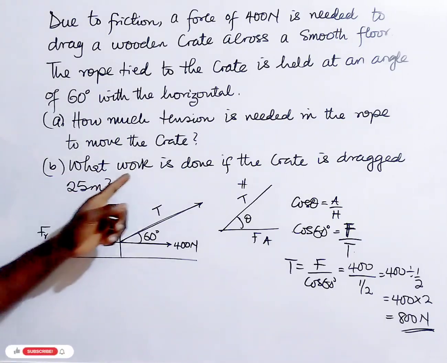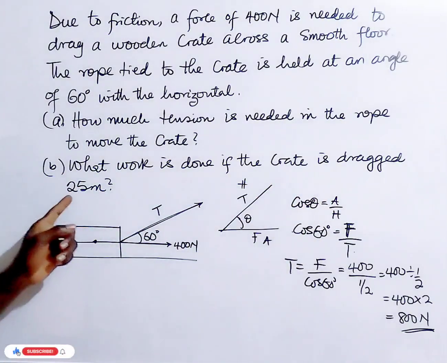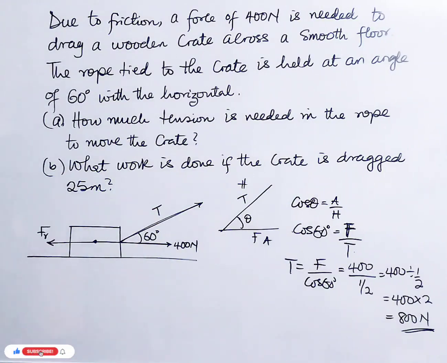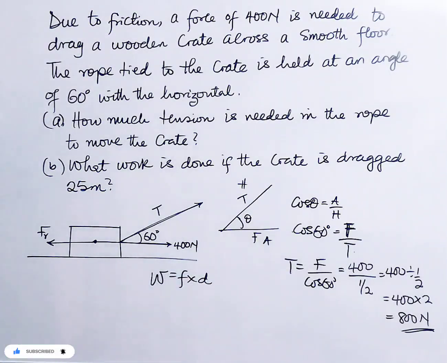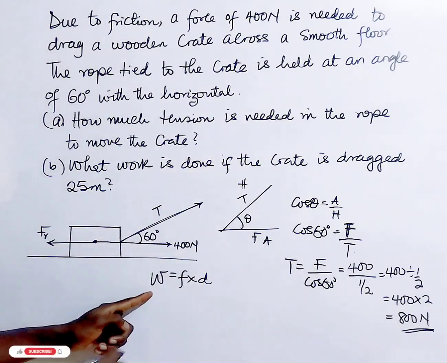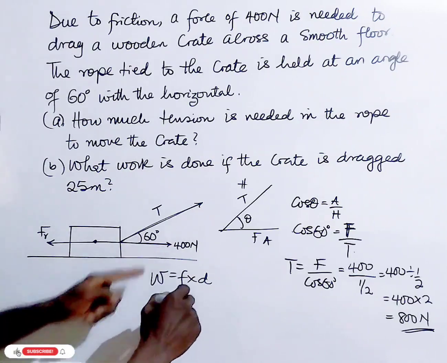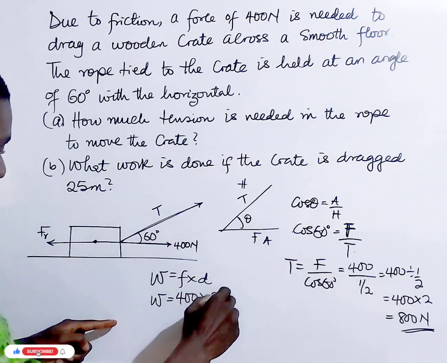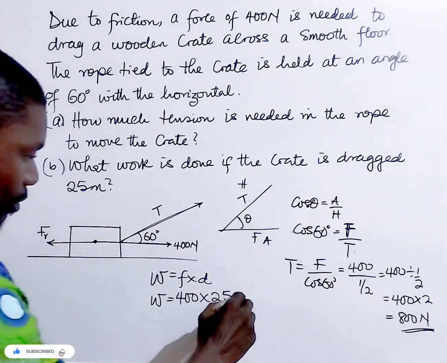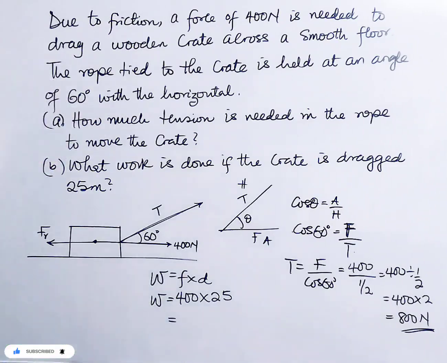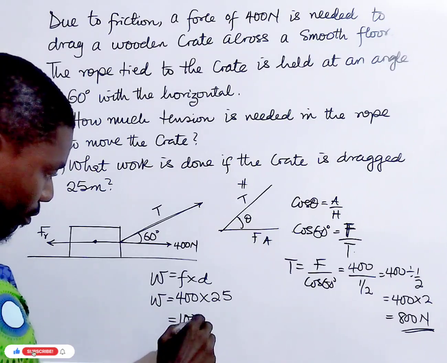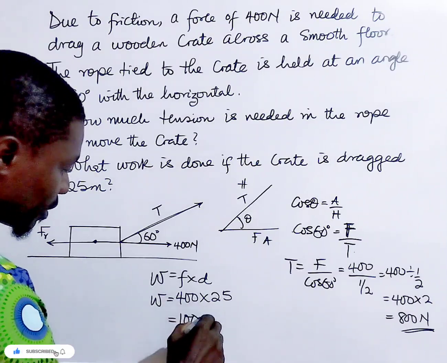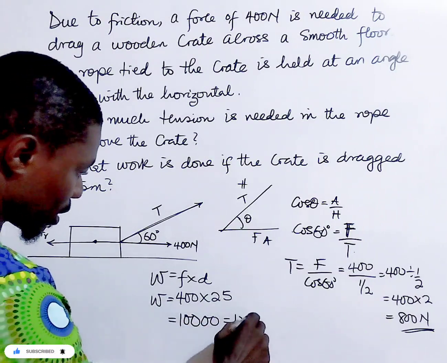Now for number 2, what work is done if the crate is dragged 25 meters? Alright, now for work, which is force times distance. So to this end, our work here, the force is 400 times 25. So there we have 400 times 25. 4 times 25 will give us 100. Then the remaining 0, 0. So here you have 1 times 10 to the power 4 joules.